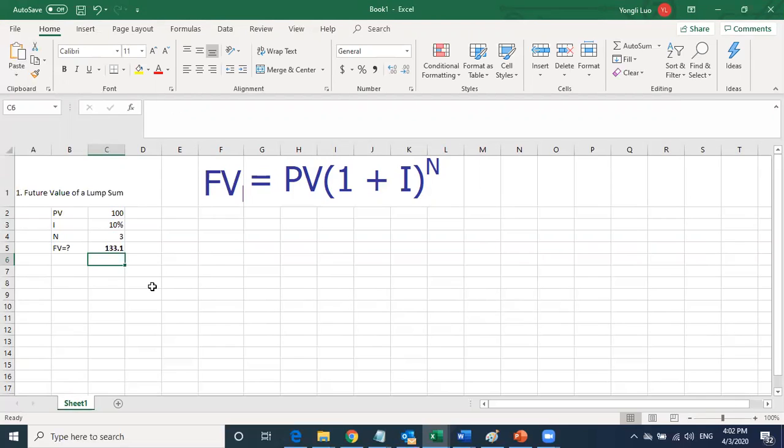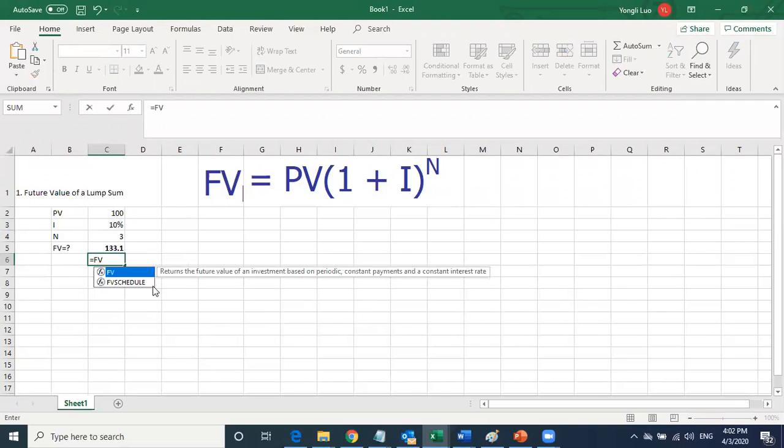Another way is to not use that formula. You just type equal sign, future value. Excel has a function called FV, which calculates future value. It asks you for the rate, 10%, comma, the number of time periods, NPER, which is 3. And then there's the payment. Remember this is a lump sum question. Do you have any payment? No, so you type 0.